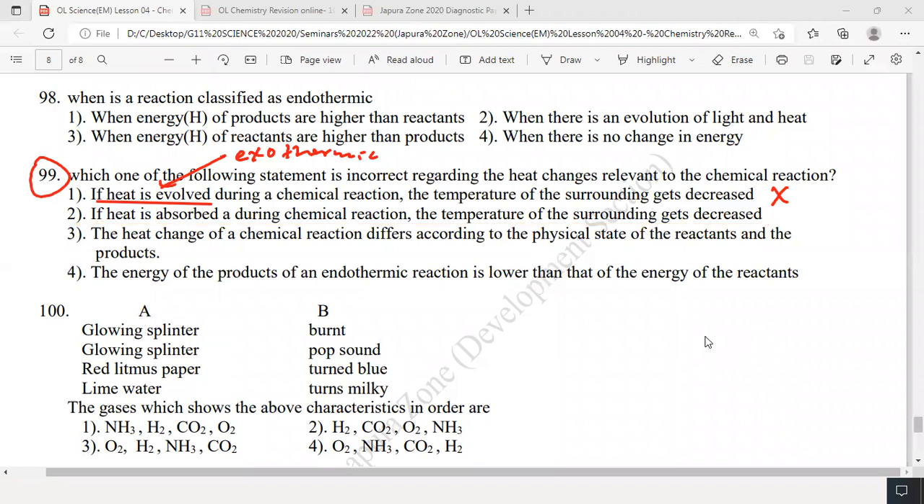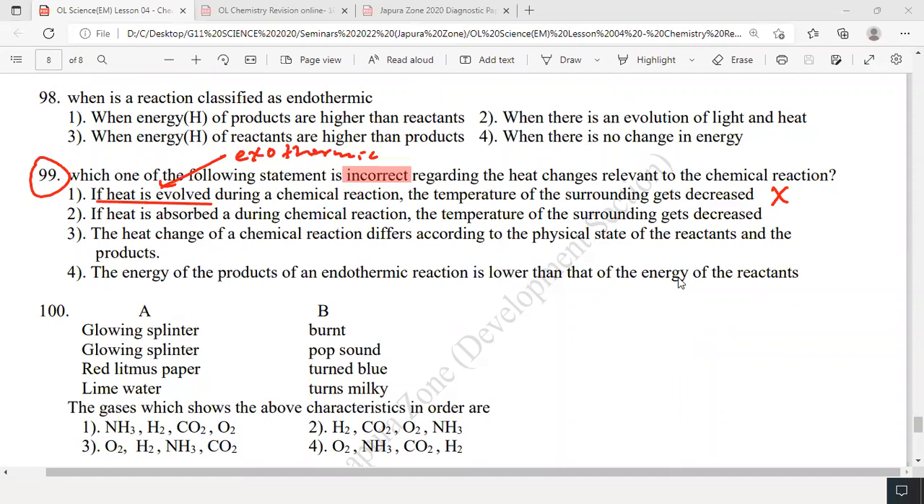Look at the screen, everyone. They ask for the incorrect statement. So the incorrect one is the first one. Others are correct, right? Energy of the products of an endothermic reaction is lower, that is, energy of the products is lower than the energy of the reactants. Wait, this is also correct. We'll forget about this one for now. We'll tick one by one whether it's true or false. That's the best thing to do.